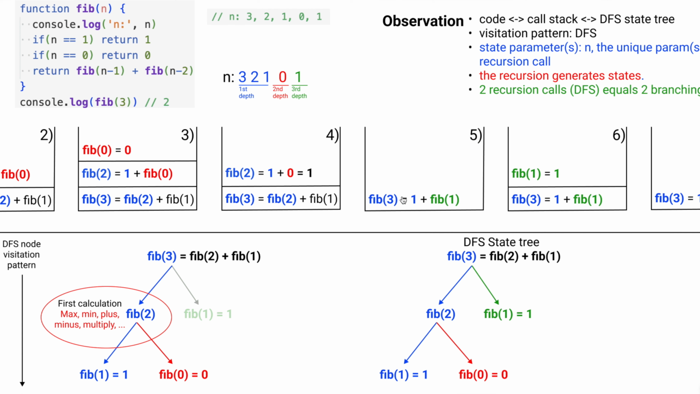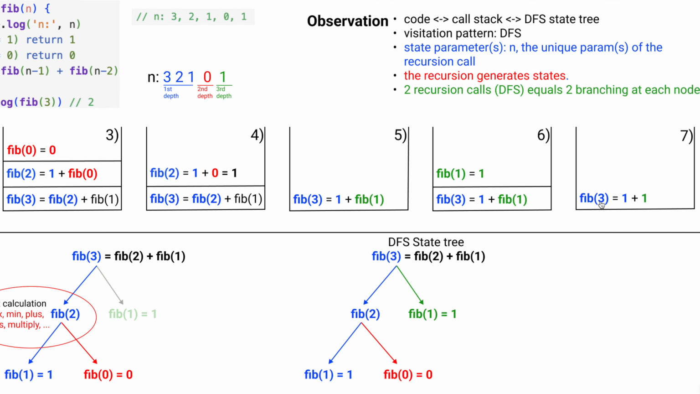Now we're calculating fib 3 equal to 1 plus fib 1. And we don't know what fib 1 is, so we put it into the stack, and we call fib 1. And fib 1 equal to 1, and that's what we have here. And that is when we have this branch that is visiting fib 1. And then we have fib 1 equal to 1, so it got resolved here. So now we know fib 3 equal to 1 plus 1, which equals 2. And our function is complete. Our call stack is empty, and our state tree is complete.